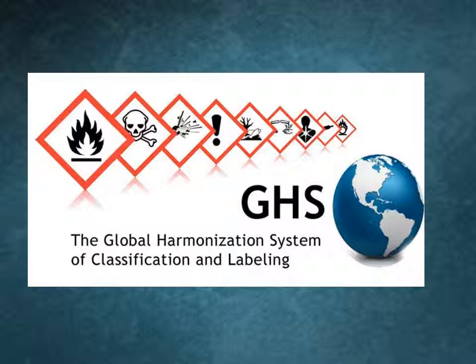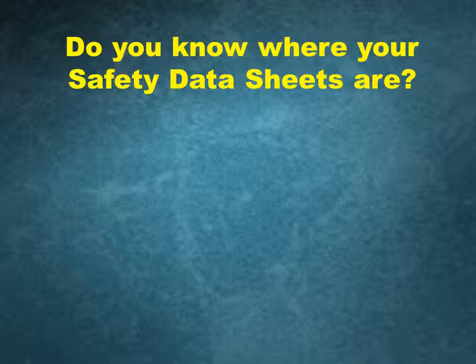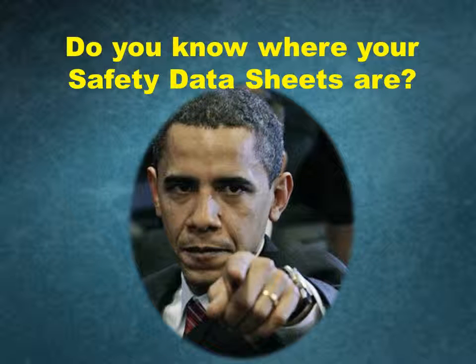So the information that you need most quickly is on the back page and in the first section. Now, do you know where the safety data sheets are in your area?